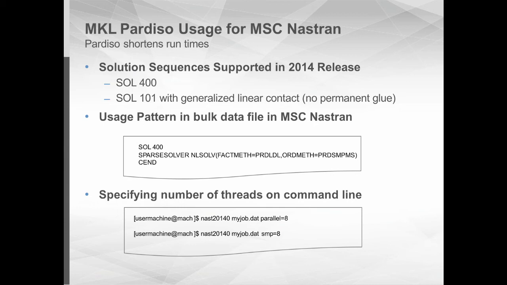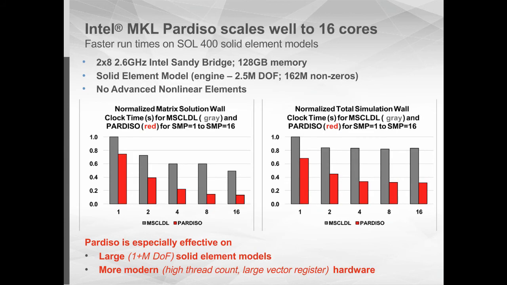Next, we want to show some new performance results from the Pardiso solver for Solution 400 to show the MSC Nastran user what one can expect with this new release that's coming out this year. In this first example, we have a 2.5 million degree of freedom solid element model from a customer in the auto industry. It is not using advanced nonlinear elements, as we specify in the third bullet.